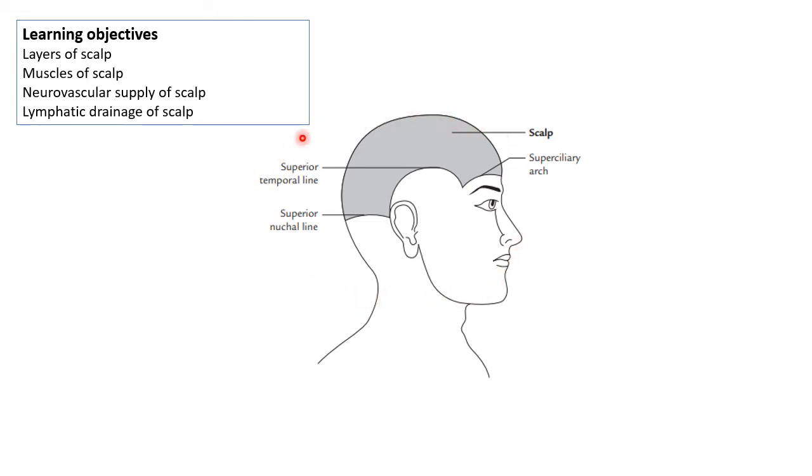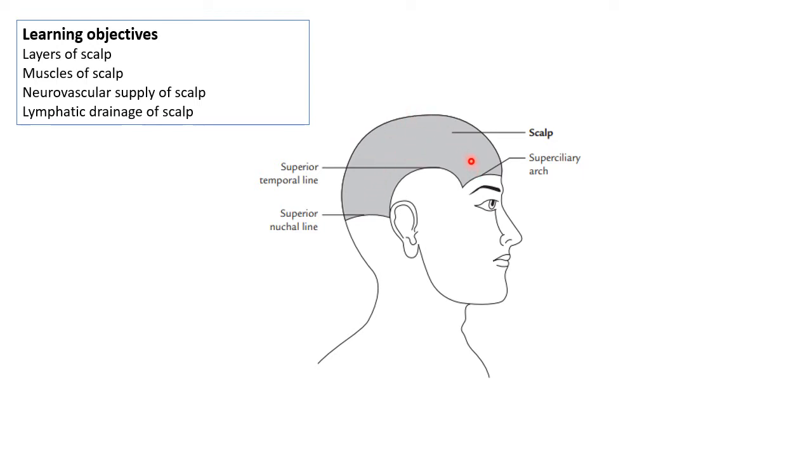Our next topic is scalp. Today's learning objectives are: we will name the layers of the scalp, describe the muscles of the scalp, name the neurovascular supply of the scalp, and describe the lymphatic drainage of the scalp.